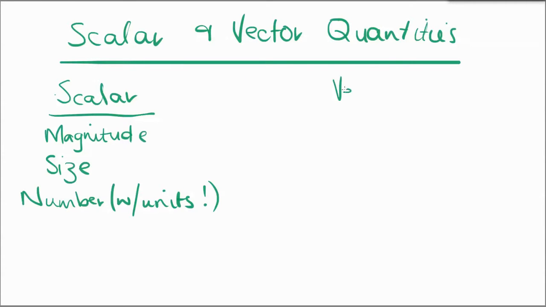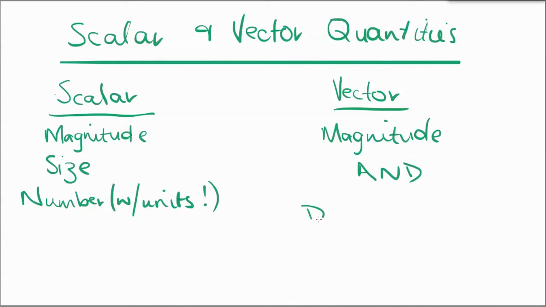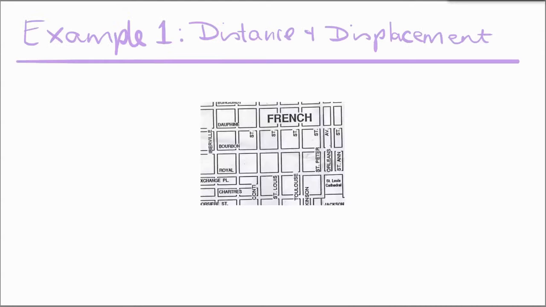So when we look at vector quantities, they're very similar. Again, we start off with magnitudes of whatever unit we're trying to measure or find out, but we also have a direction on them. That's the difference between the two. So I'm going to give you some examples to help you out with this.